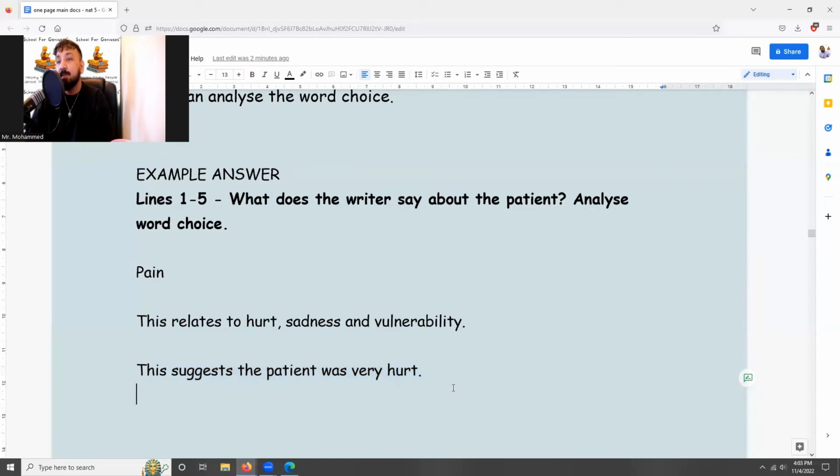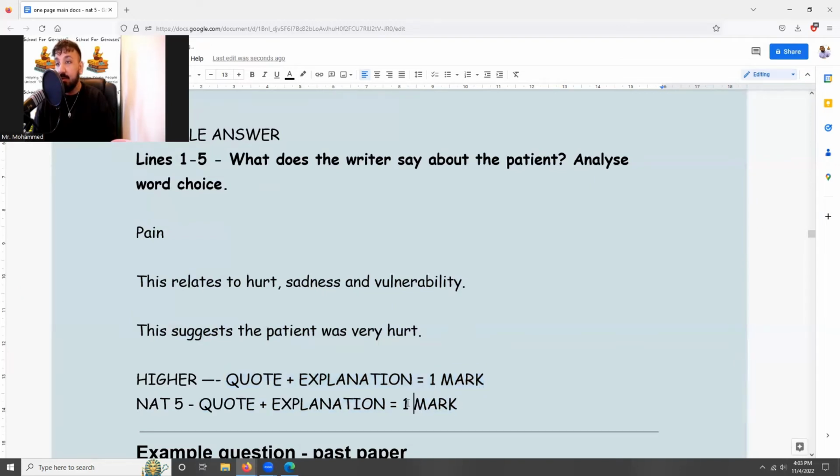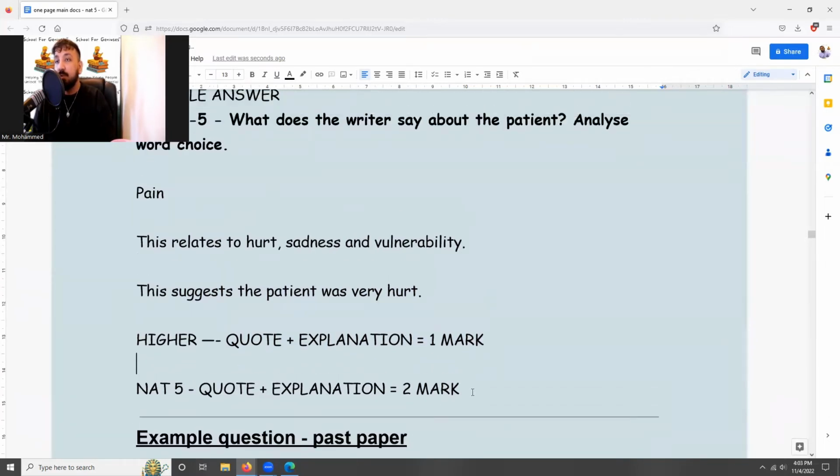This here is a 1 mark answer. And you can see here how the marking works. This is for Higher. If you're doing National 5, this here would be 2 marks. So if you're doing Higher, you only get 1 mark. You don't get a mark for the quote by itself. If you're doing Nat 5, you get a mark for the quote and you get a mark for the explanation if the explanation is correct.